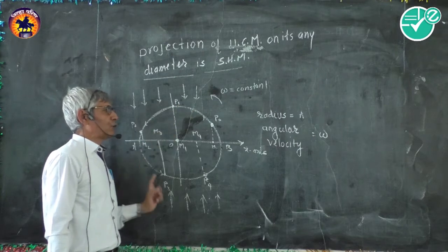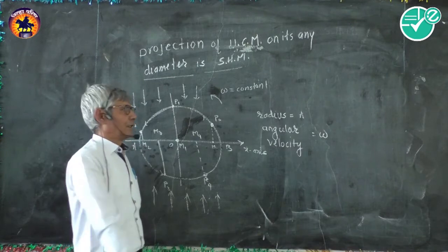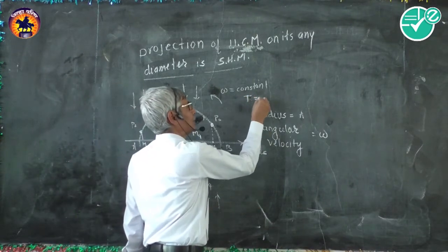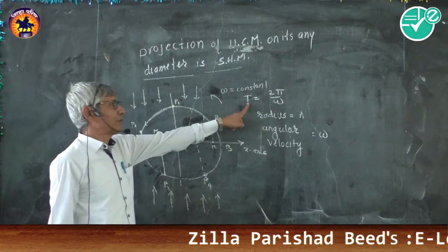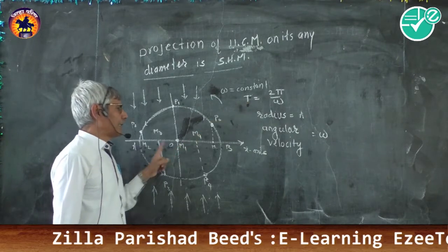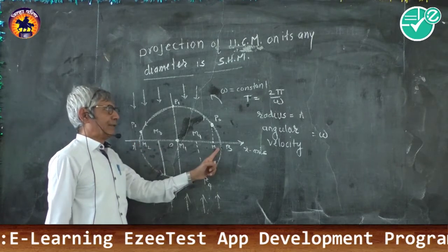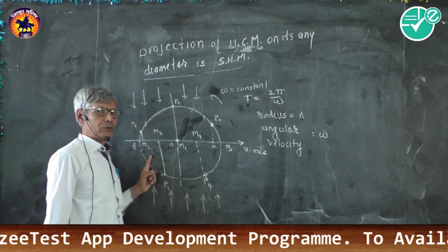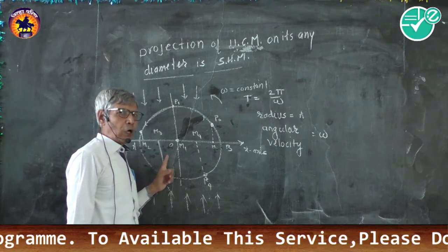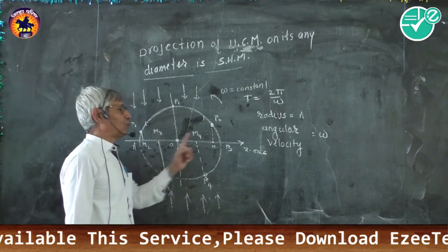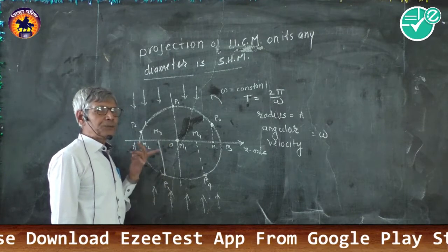As the particle in circular motion is moving with constant angular velocity omega, the period of the particle in circular motion will be equal to T equal to 2 pi by omega. In the same time interval T, the projection on the diameter AB will complete one oscillation. So, the projection will perform a periodic to and fro motion between the points A and B with O as mean position. So this is periodic oscillatory motion.